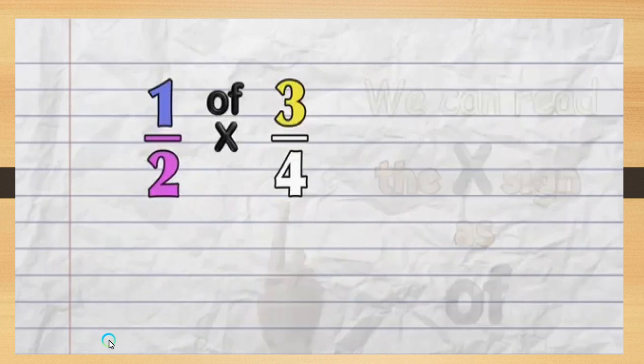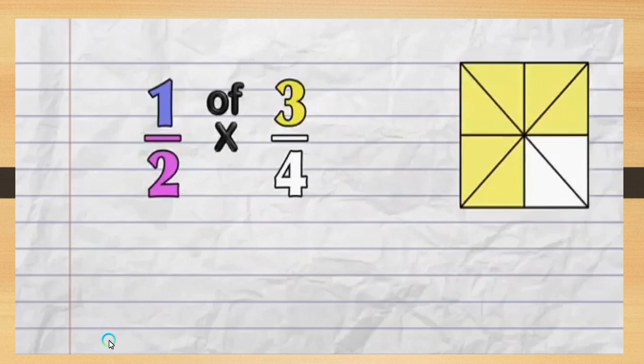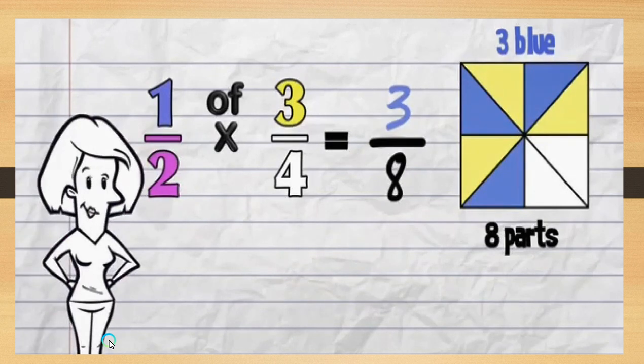How much? I will bring my diagram or model containing 3 yellow parts from 4 in total, and I will divide it into halves. So I will get 8 parts in total, like the denominator at the bottom. After dividing each part in half, I will get 3 blue parts on the top. So our fraction will be 3/8.